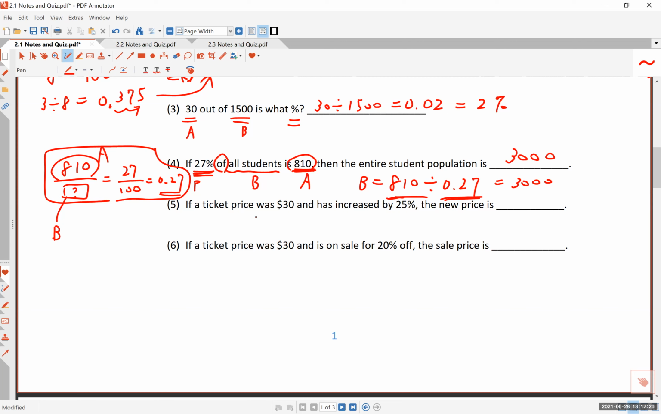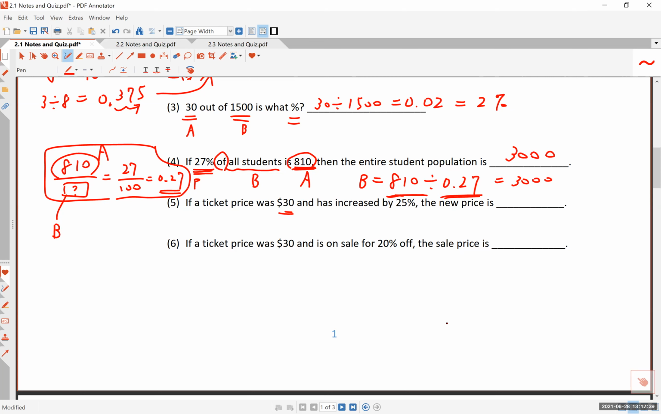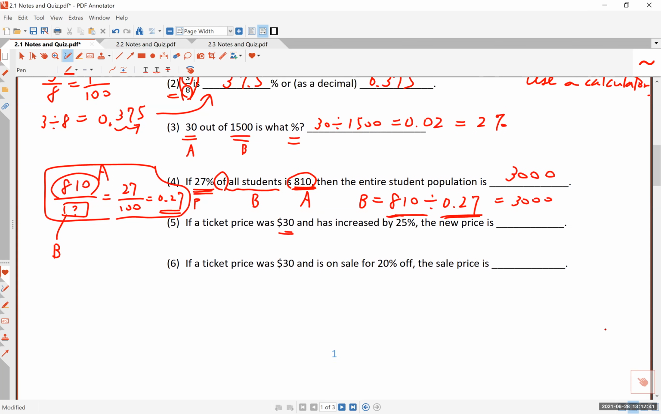Okay, let's say a ticket price is $30. You have to pay $30 to buy a ticket, maybe a concert ticket, maybe a theme park ticket. Definitely not a Disneyland ticket, because nothing costs $30 at Disneyland. Anyway, but it has increased by 25%. Now the new price is what? Okay, so what used to be $30, but now it's increased by 25%. What is the new price?